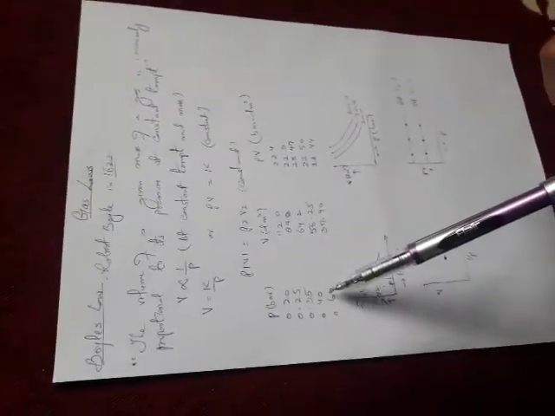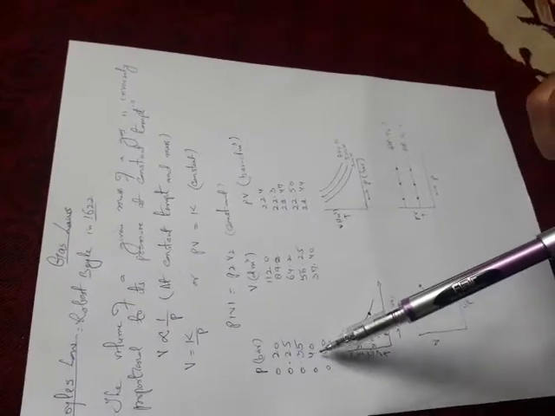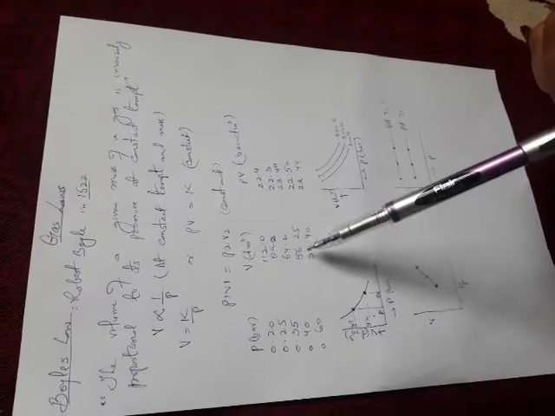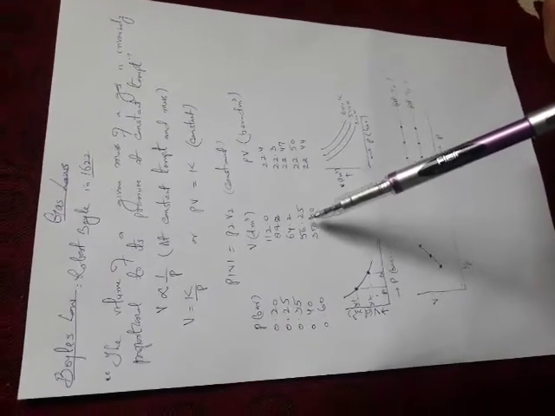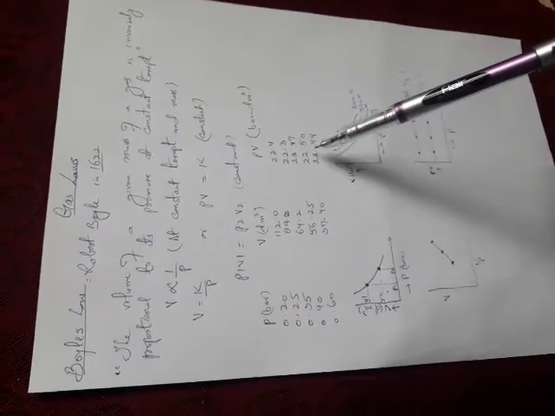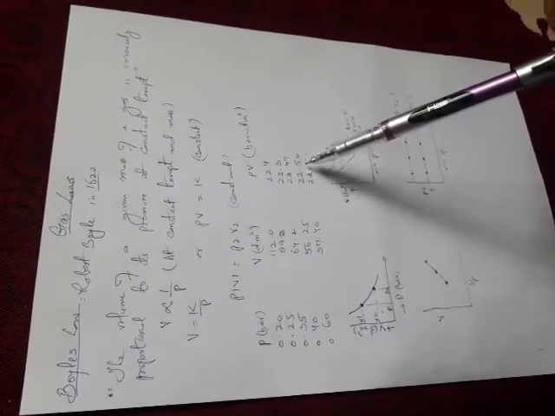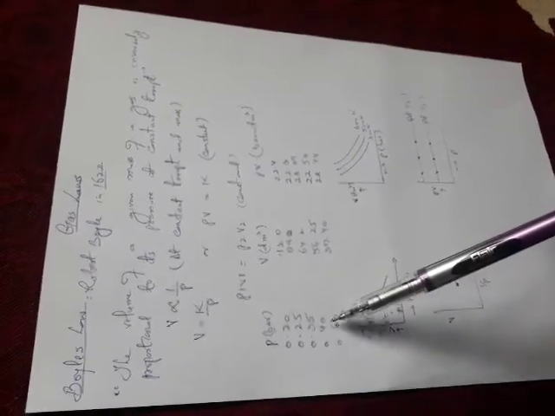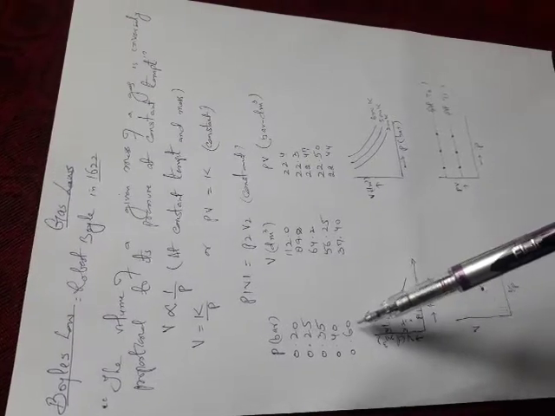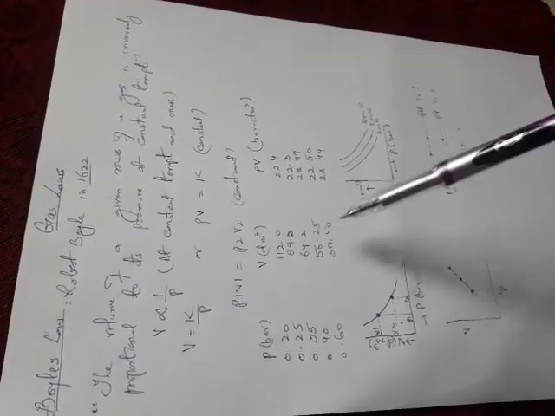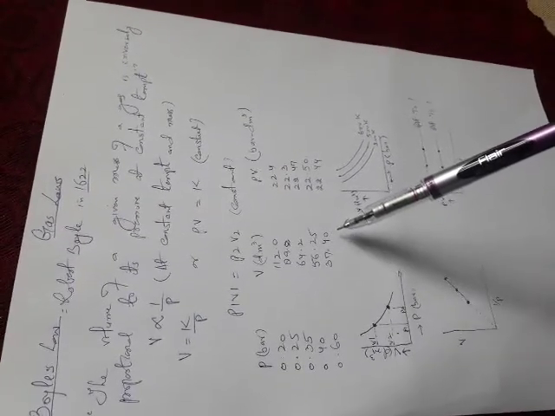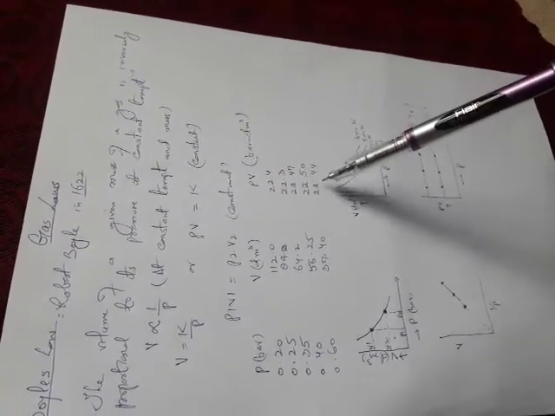If we further increase the pressure to 0.40 bars, the volume gets reduced further to 56.25, and the product of the two is 22.50. If we further increase the pressure to 0.60 bars, the volume gets reduced further to 37.40, and the product comes to 22.44.